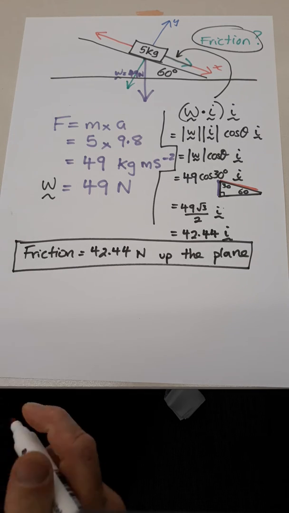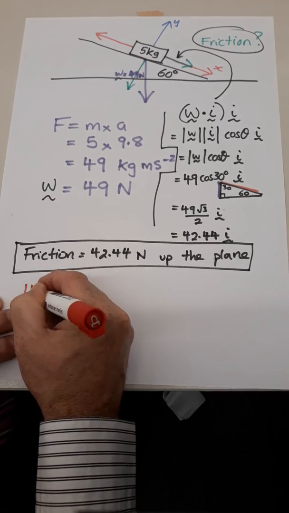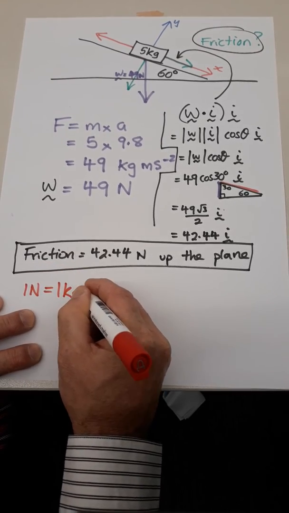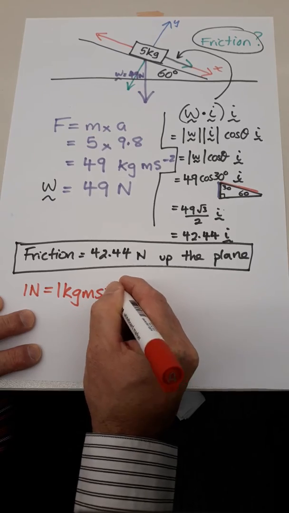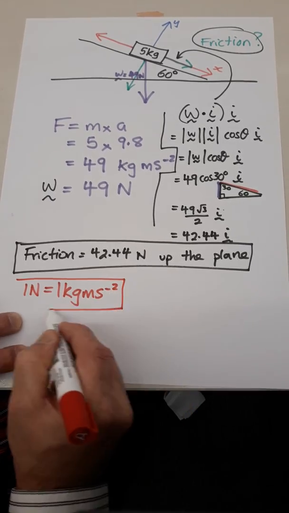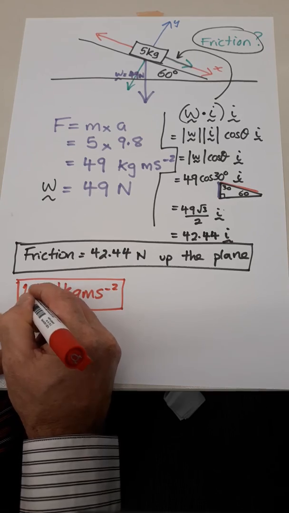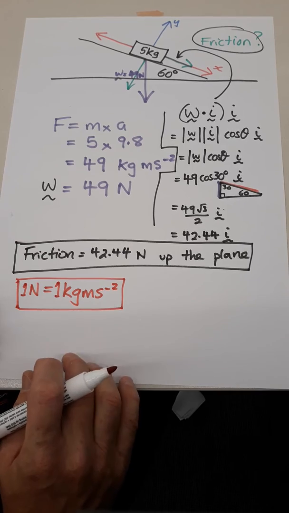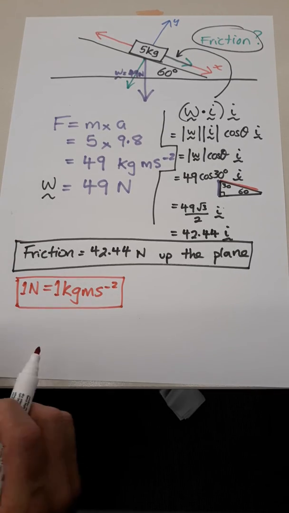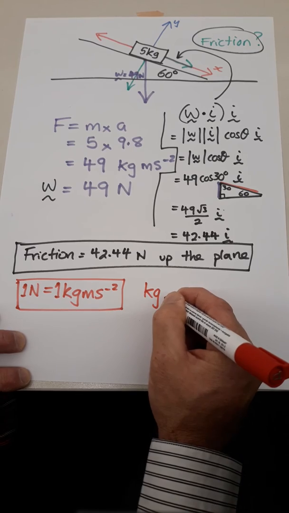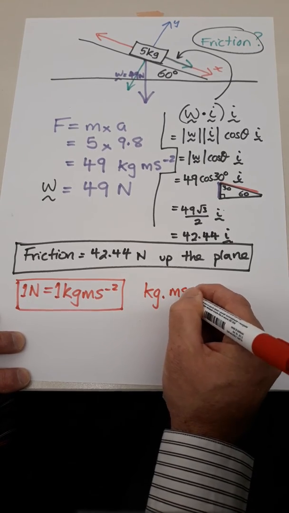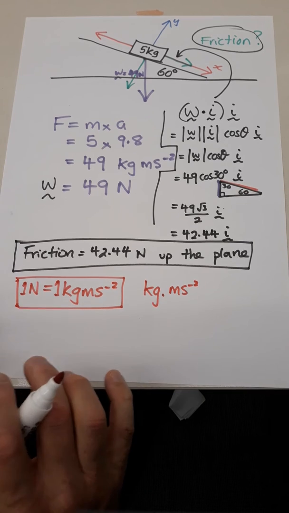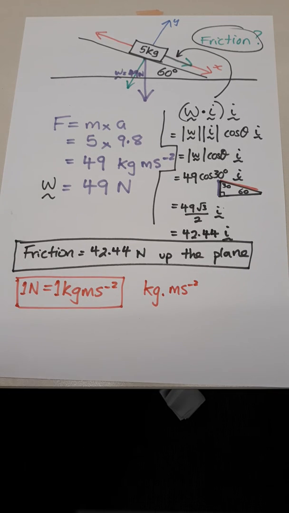A couple of things that were mentioned here. A newton. I used the conversion that a newton is just 1 kilogram metre per second squared. These are multiplying. The kilogram is multiplying with the metre per second squared. It's not kilograms per metre per second squared. It's kilogram metres per second squared. It's a newton, which is a measure of force.